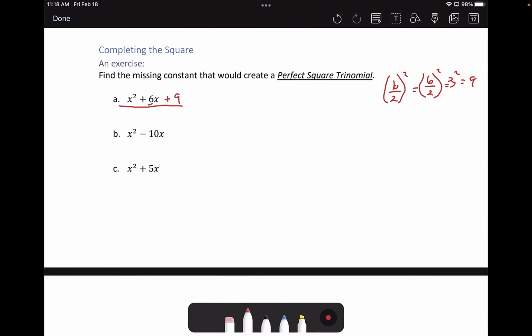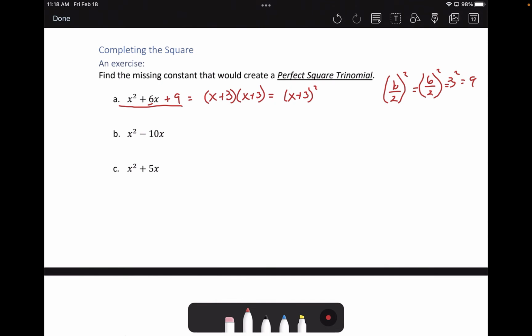Now, all a perfect square trinomial is, when we factor it, you have two identical factors. So we could factor this as x plus 3 times x plus 3, which is x plus 3 squared.